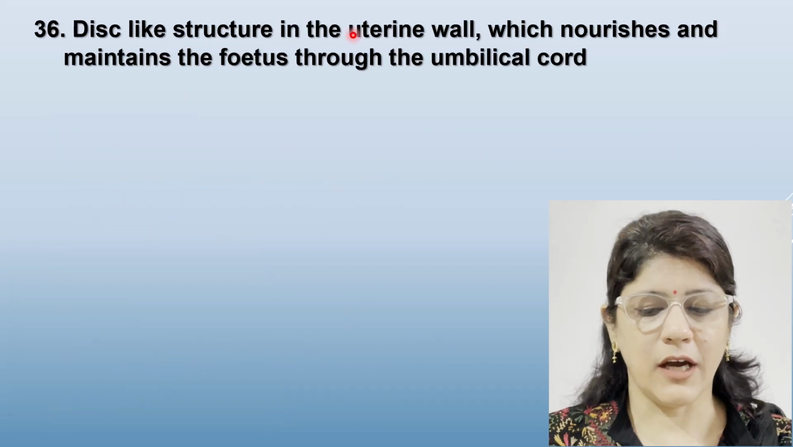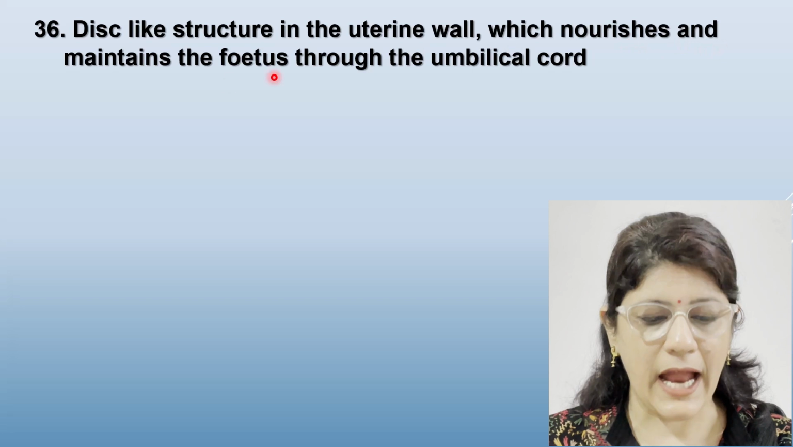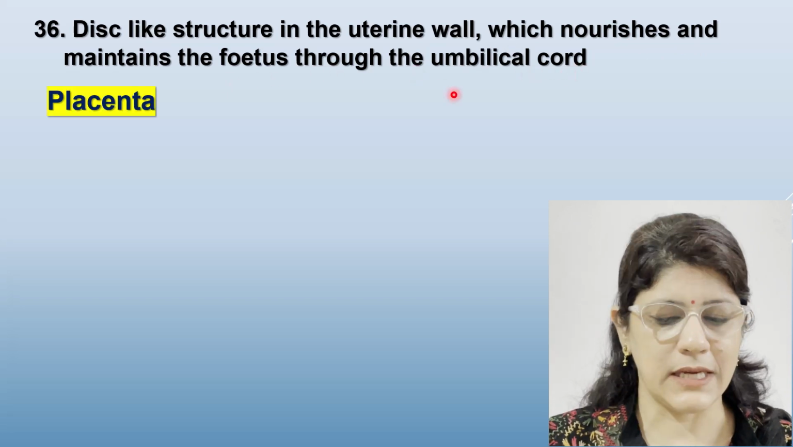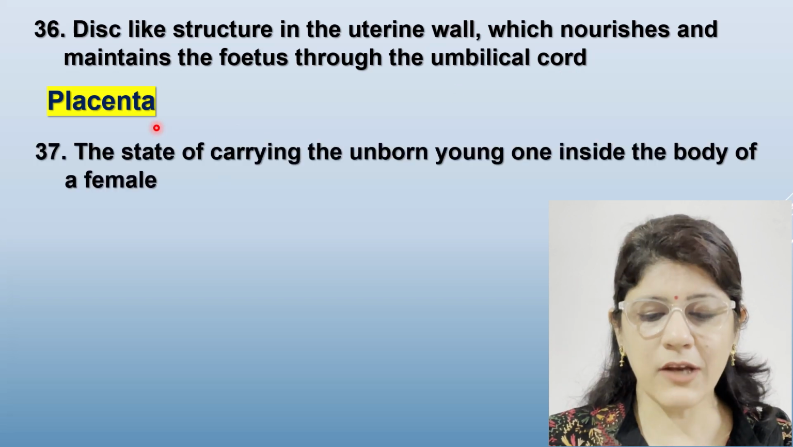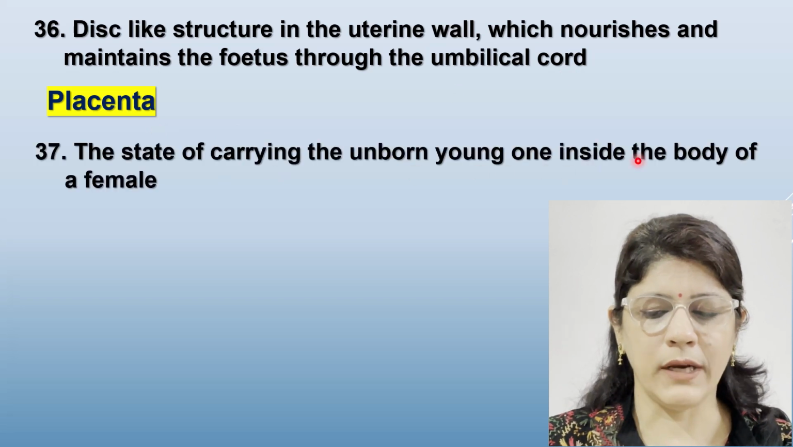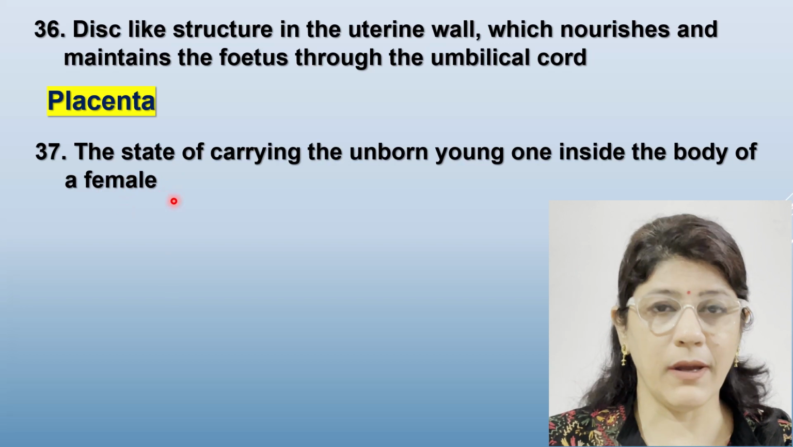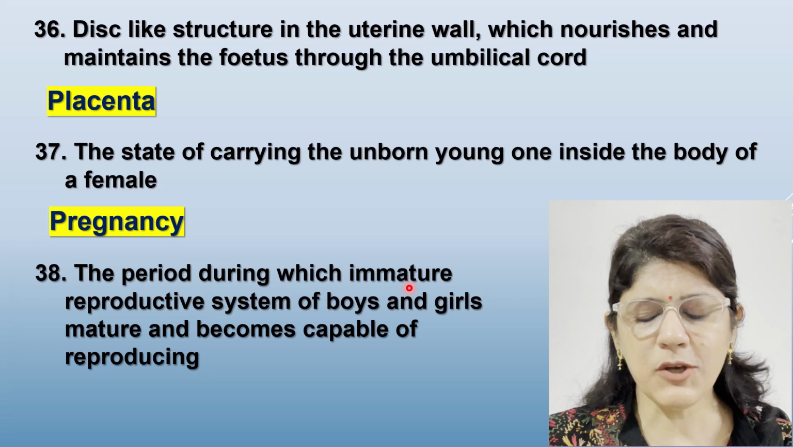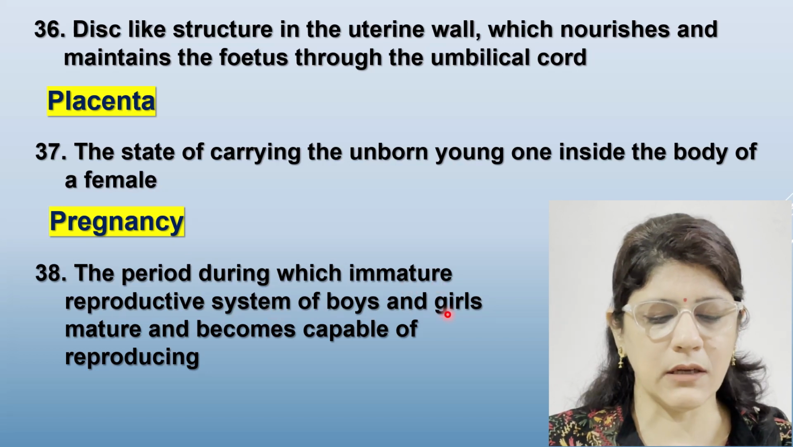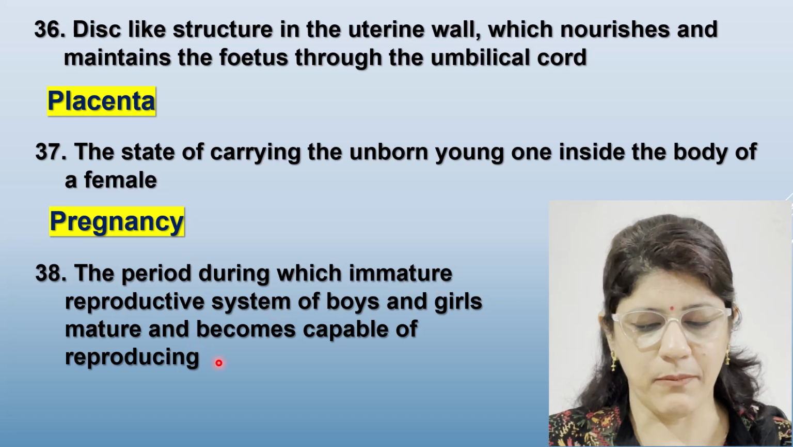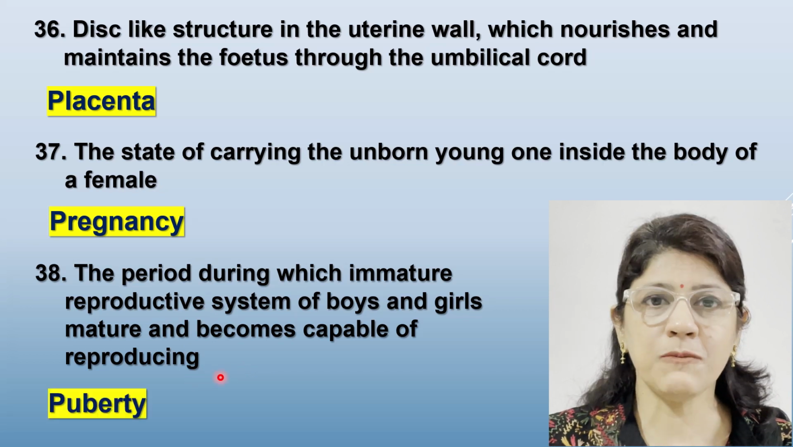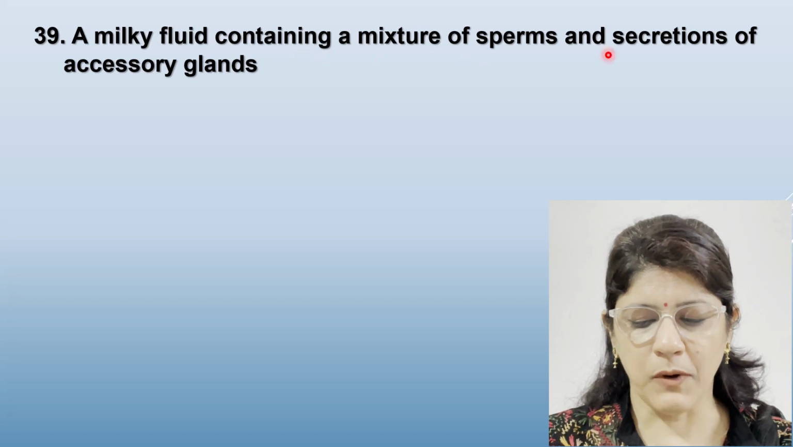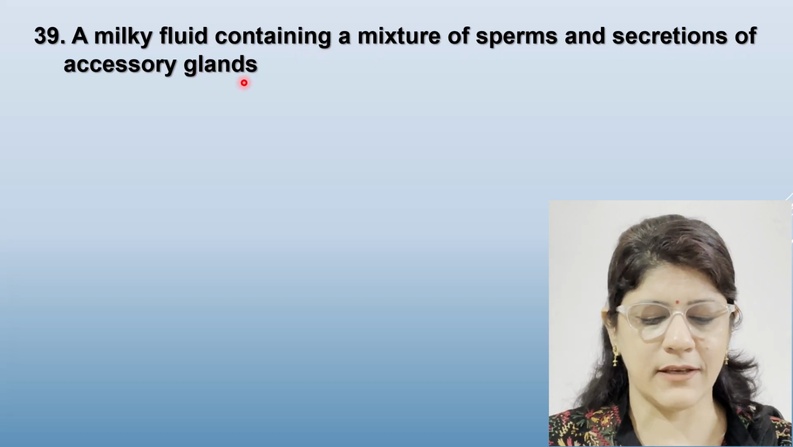A disc-like structure in the uterine wall which nourishes and maintains the fetus through the umbilical cord. This is placenta. The state of carrying the unborn young one inside the body of a female is known as pregnancy. The period during which the immature reproductive system of boys and girls matures and becomes capable of reproducing. This is puberty. A milky fluid containing a mixture of sperms and secretions of accessory glands.